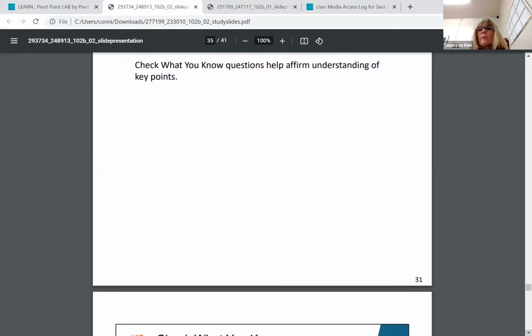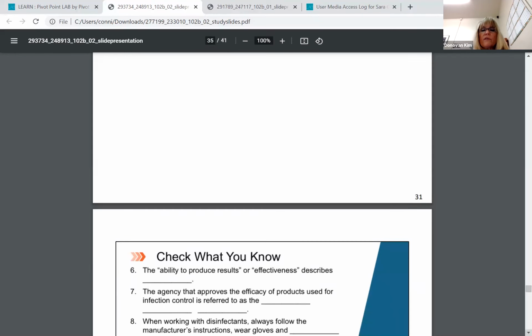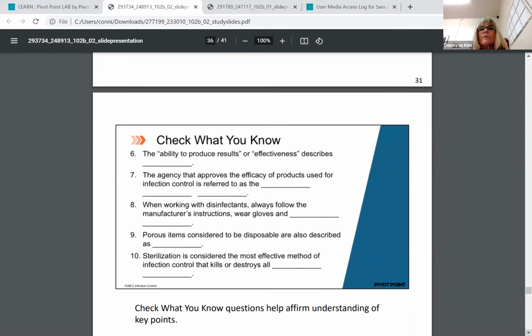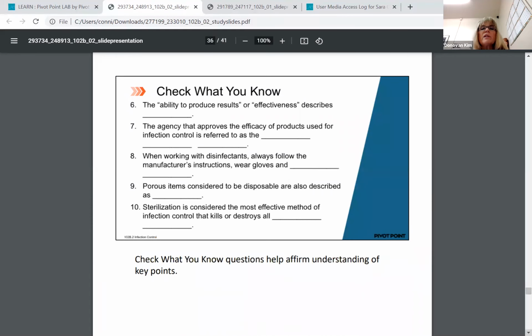What does OSHA stand for? Occupational Safety and Health Administration. Yeah, know that one, okay. The ability to produce results or effectiveness describes, do you remember that word? Efficacy. Efficacy would be the one. The agency that approves the efficacy of products used for infection control is the Environmental Protection Agency. And then when working with disinfectants, always follow the manufacturer's instructions, wear gloves, and I believe they want you to wear safety goggles.